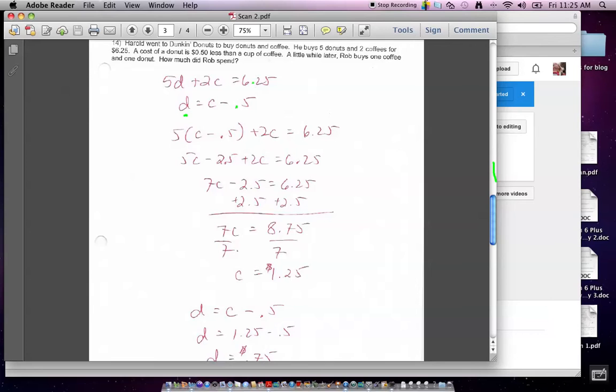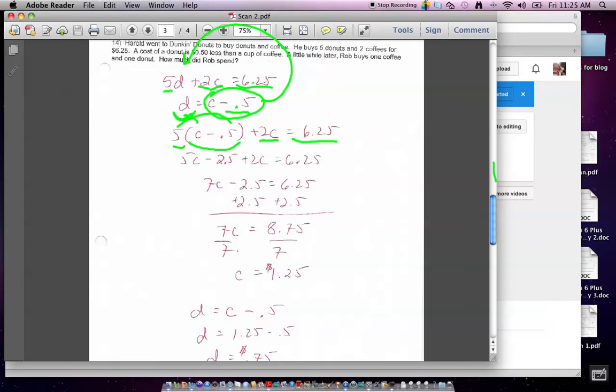Substitution. So instead of my D, I put C minus 0.5, and here it is, 5 times C minus 0.5 plus 2C equals 6.25. Everything stays the same. Look, the 5 stays the same, the 2 stays the same, 2C, the equals 6.25. The only thing that changes is the D becomes the C minus 0.5. And then it's just, look, just distribute.